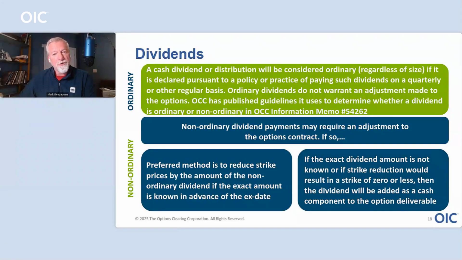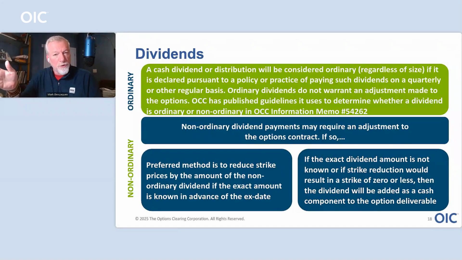If the exact amount of the dividend is not known, or if the dividend would result in a $0 strike or even a negative strike, let's say the stock's trading at $10 and we've got strike prices of 1, 2, 3, 4, 5, et cetera, and there's going to be a $2 dividend. Well, if I had a $1 call, that $2 dividend would reduce my strike price to a minus $1 call, and obviously that can't happen. So what we do is we simply take the value of that dividend. A $2 dividend equates to $200 in the real world. That $200 gets added to the deliverable. So now the deliverable becomes 100 shares of the stock plus $200 in cash.